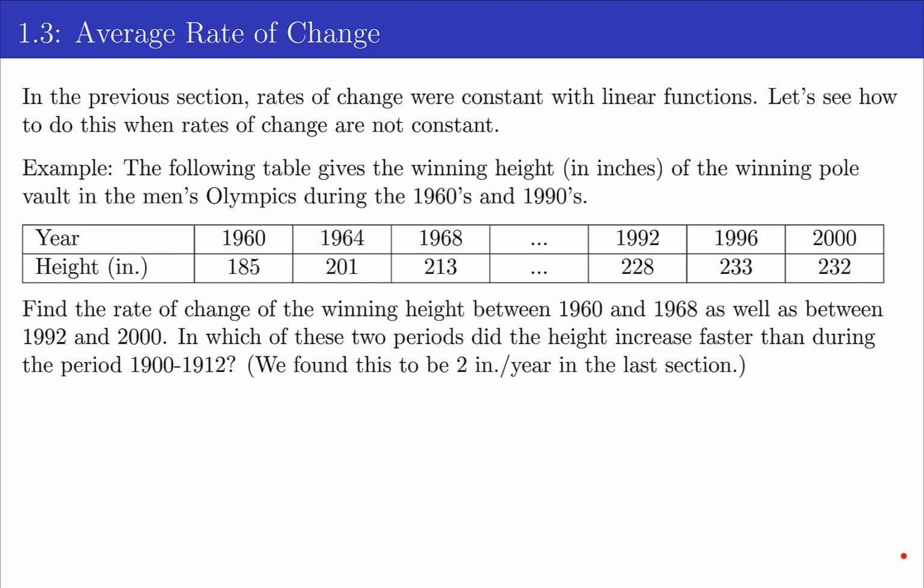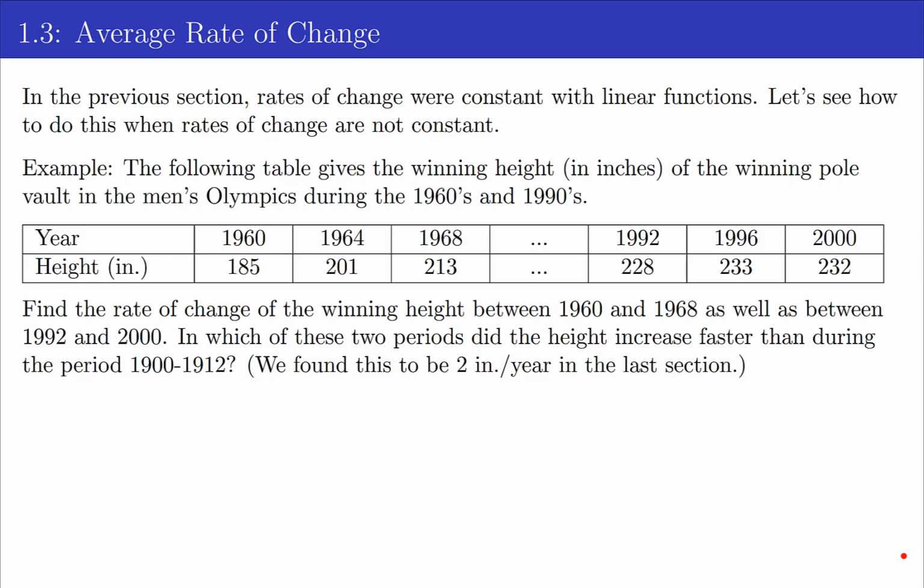In this lesson, we're going to talk about the average rate of change. In the previous section, we were looking at linear functions where the rate of change was constant. Let's change things up and try to find an application of this slope idea when you don't have a constant rate of change. We previously discussed the example of the Olympics. Now let's look at the Olympics from the 1960s and the 1990s.